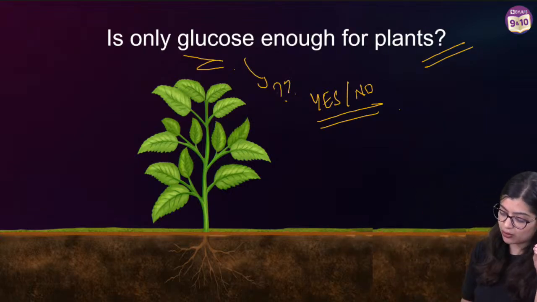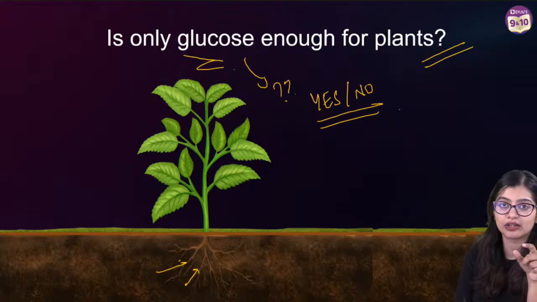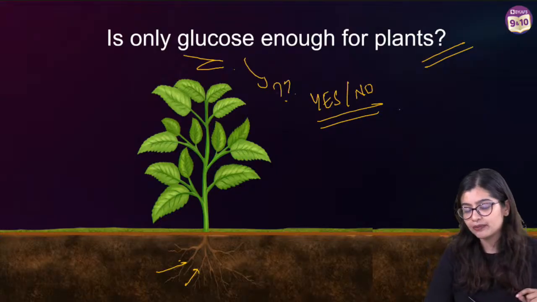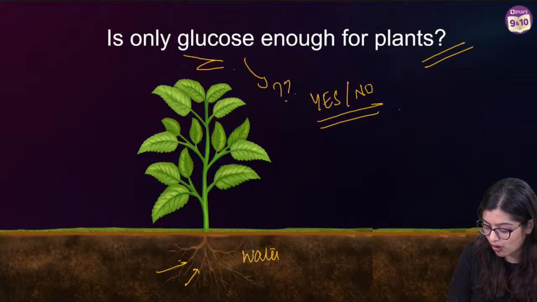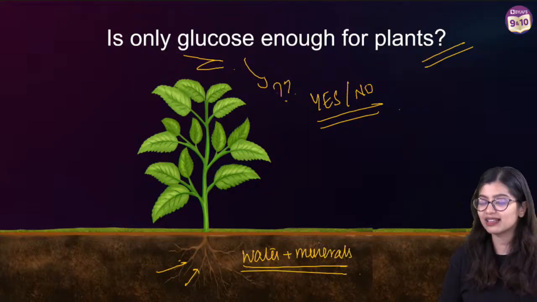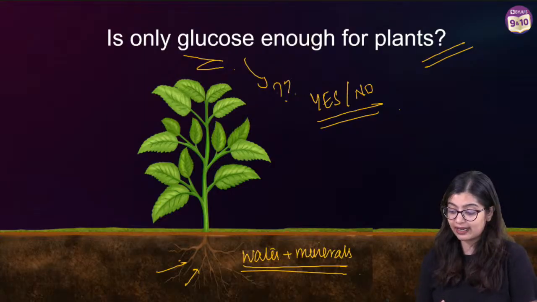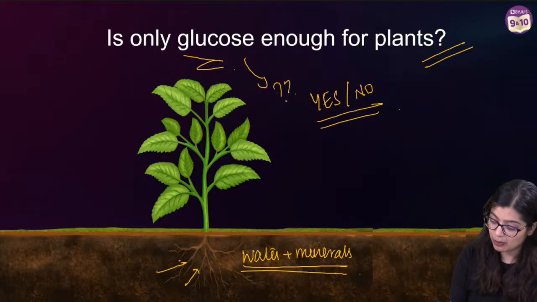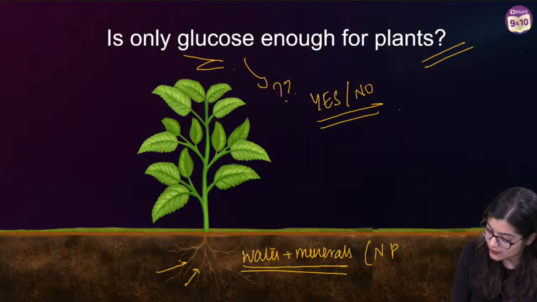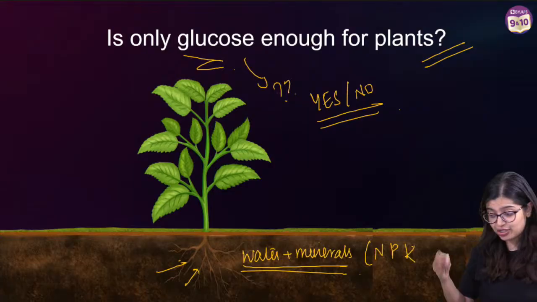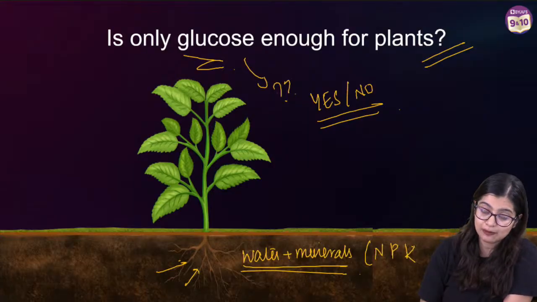So if you think about it, when roots absorb water, is it absorbing only water? Or do we say that it absorbs water and minerals, right? So we never say that roots absorb water, but we say it absorbs water and minerals. Especially we have nitrogen, phosphorus, iron, potassium, magnesium, so many other substances.